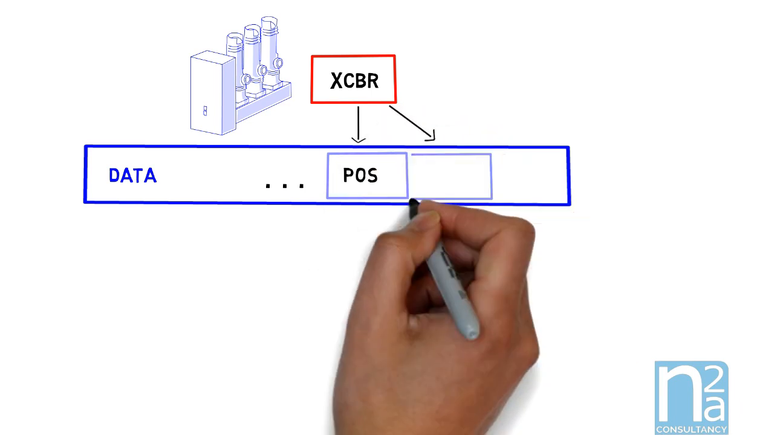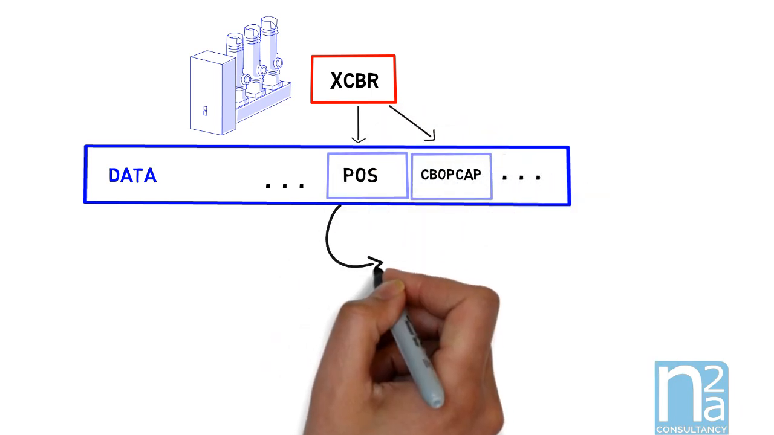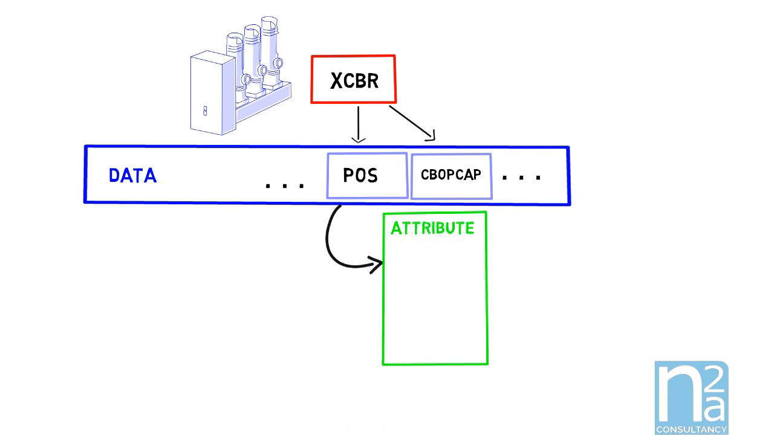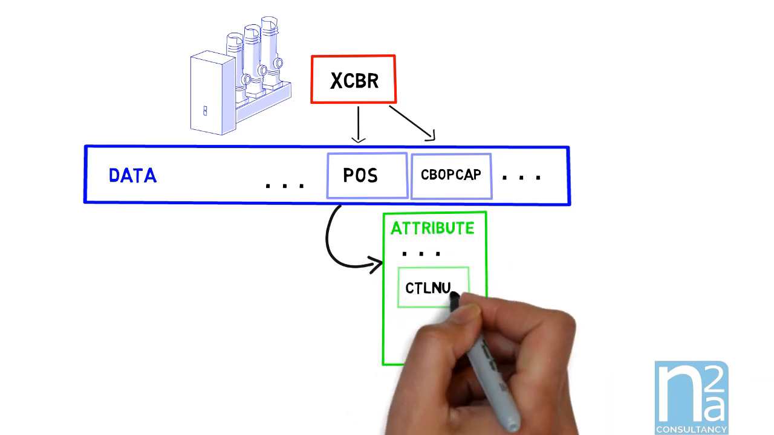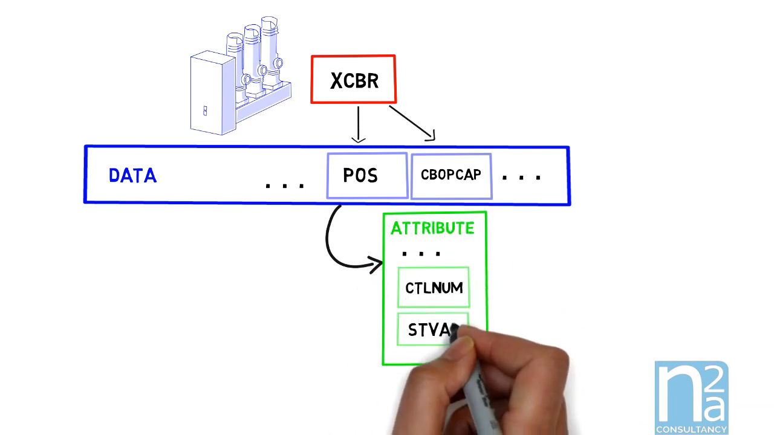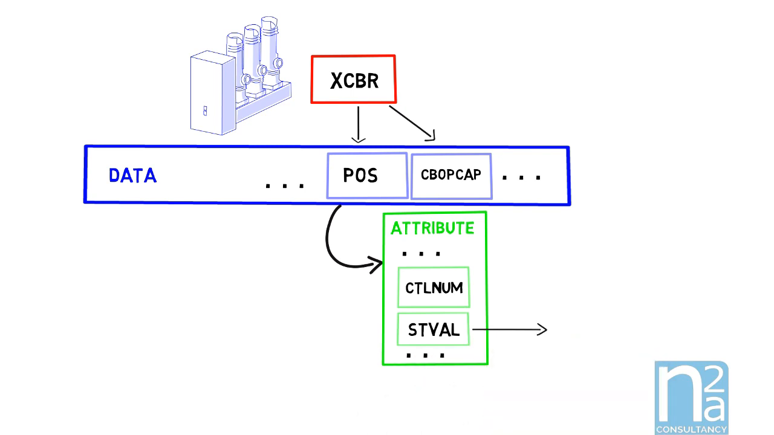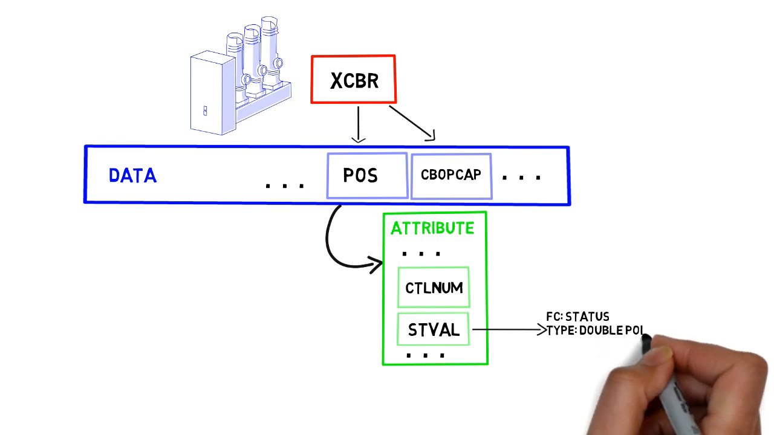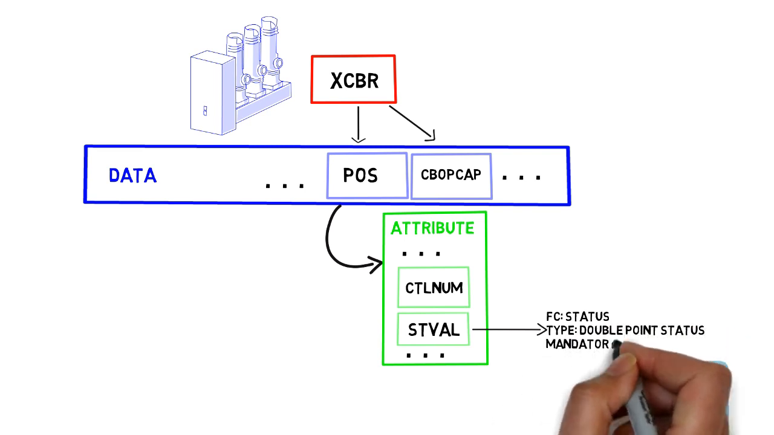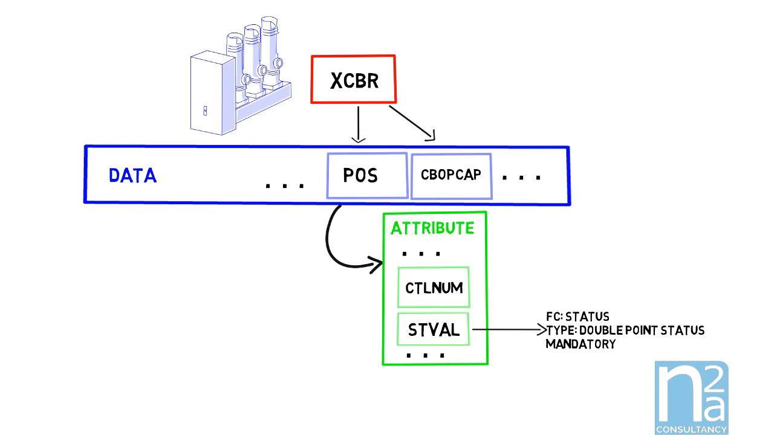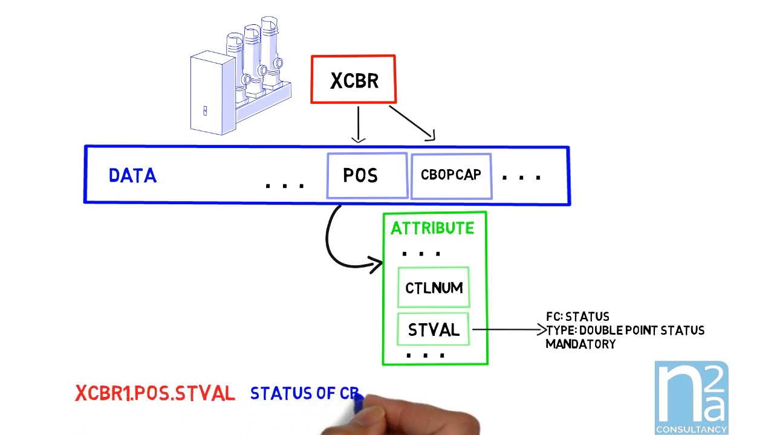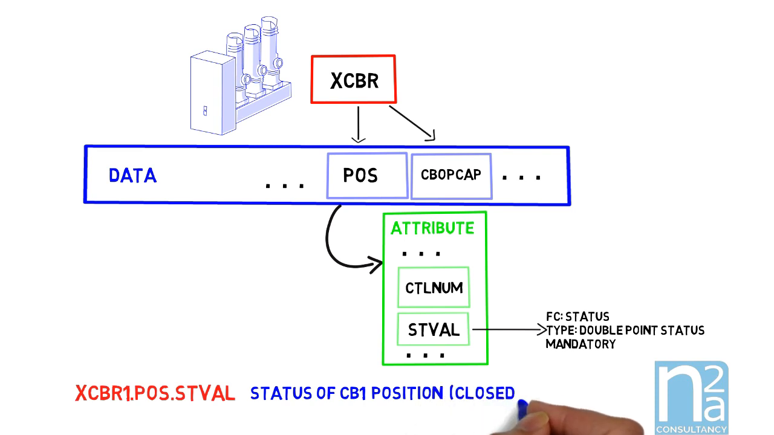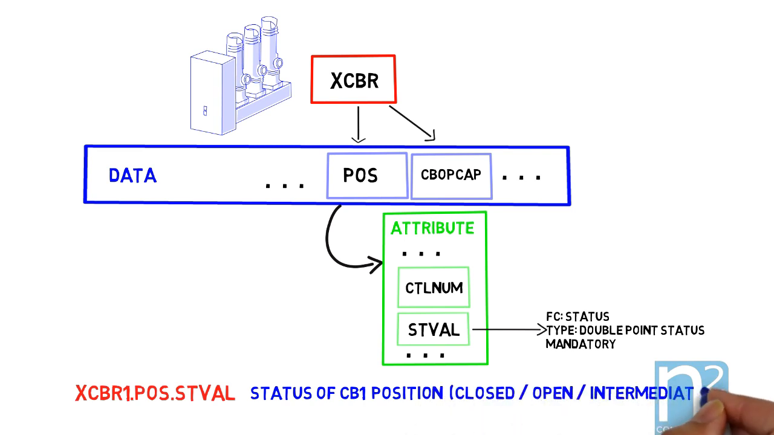Data has data attributes which specify a parameter. Here we have stVal, which represents the status value of the position: closed, open and intermediate. Data attributes belong to a functional constraint class, for example here it is a status. Data attributes also have a type, here it is ADPS, double point status: open, close, intermediate. And it is specified if this attribute is mandatory, optional or conditional. This one is mandatory. It means that every vendor should implement this data attribute in their IEDs.